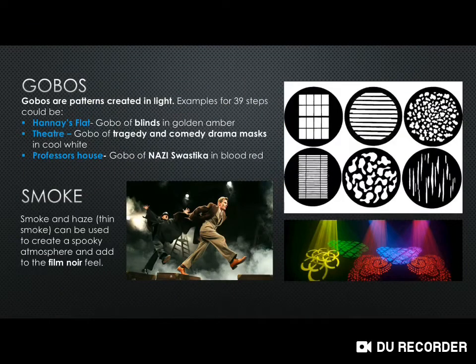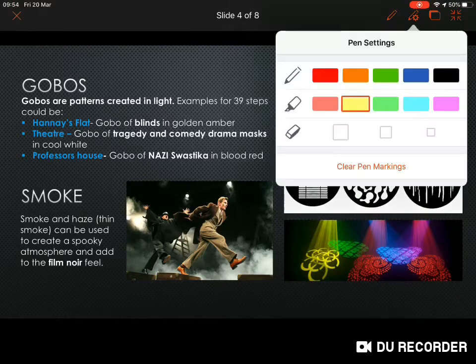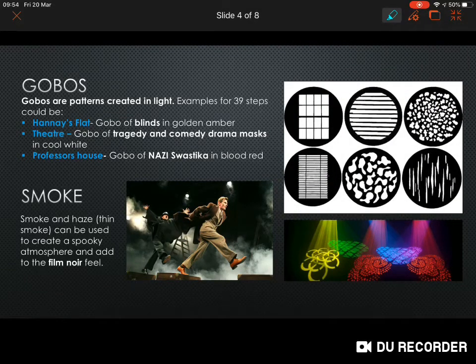Okay, moving on to some special effects that we have. We have gobos. Gobos are a really great idea for creating patterns in light. You can see with these examples along here, this is a window frame, and it's as if there's light coming through the window and that would be cast over the floor. The blinds here are a fantastic example for that film noir feel. And then you've also got these speckled and blotchy designs. And you can see what they look like on stage.